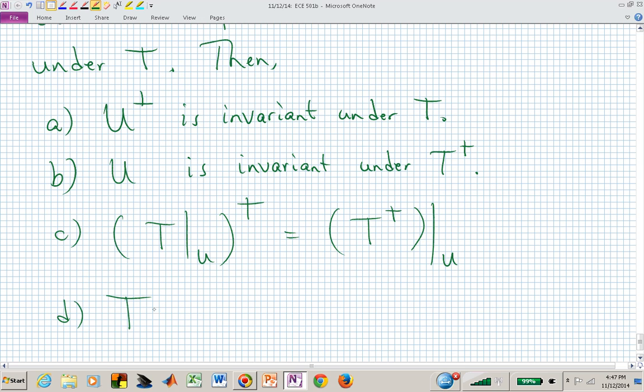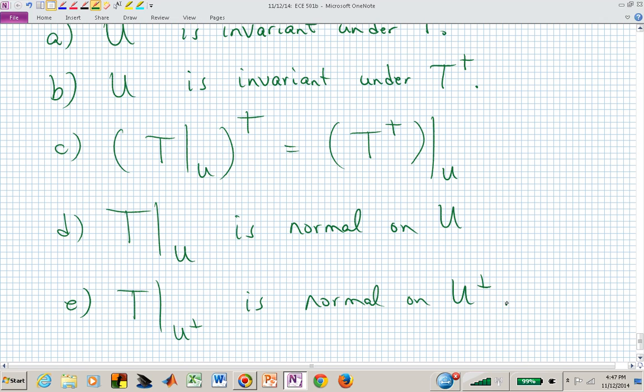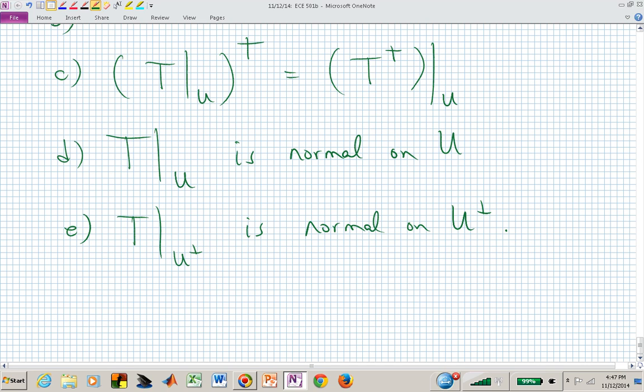We can also look at the operator T restricted to U, and it is in fact normal on U, and T restricted to U perp, or the orthogonal complement to U, is also normal on U perp. So let's look at some of these statements in the form of a proof.